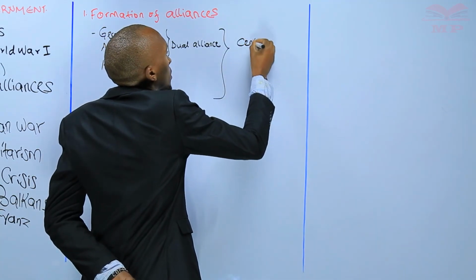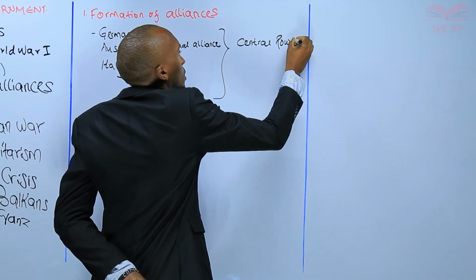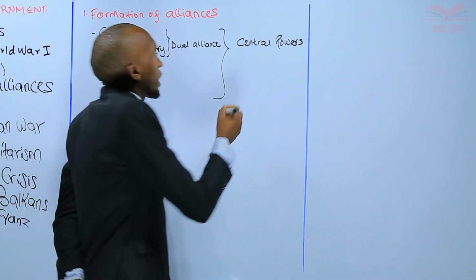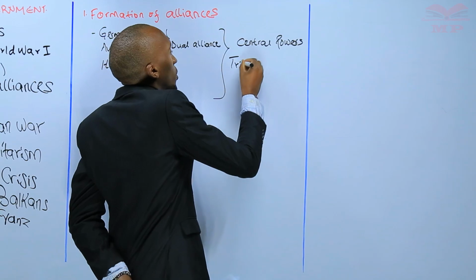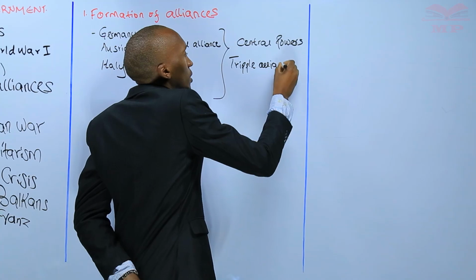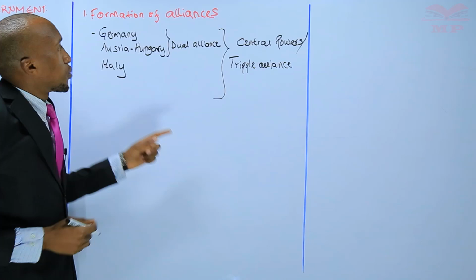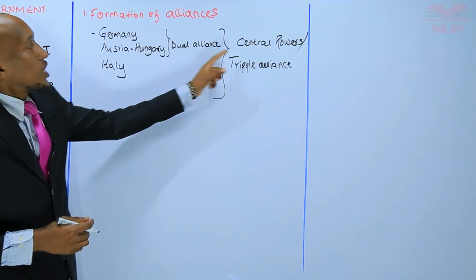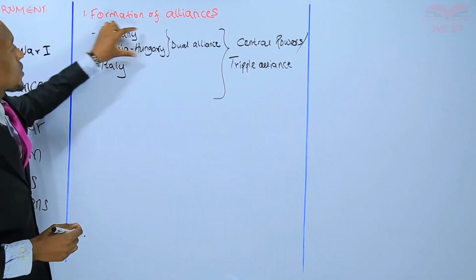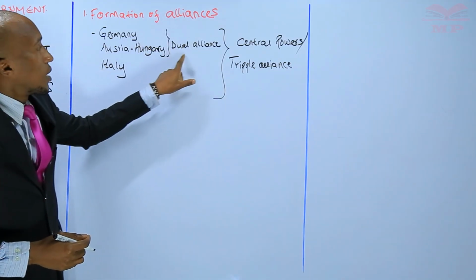Central Powers. They formed the Central Powers, or in other words, it was also referred to as the Triple Alliance. So these three countries came together to form a group referred to as the Central Powers or Triple Alliance. But initially, Germany and Austria had made an agreement between the two countries, which at that time was referred to as the Dual Alliance.